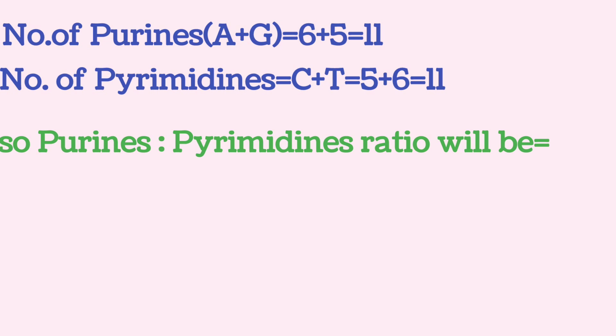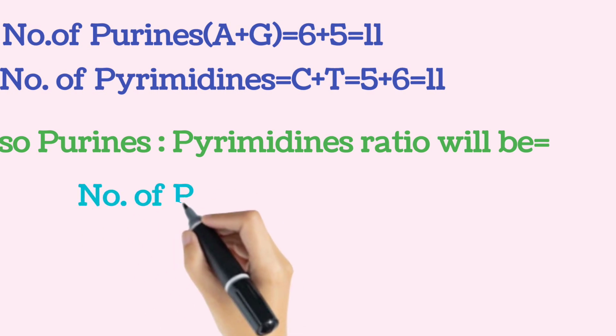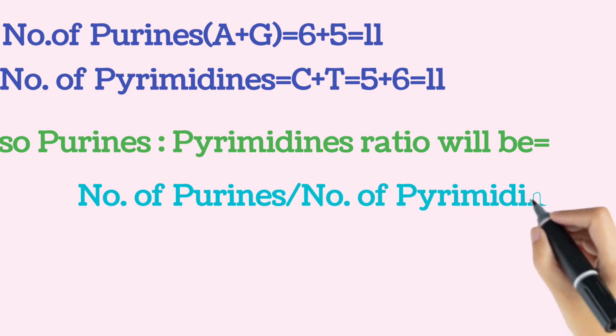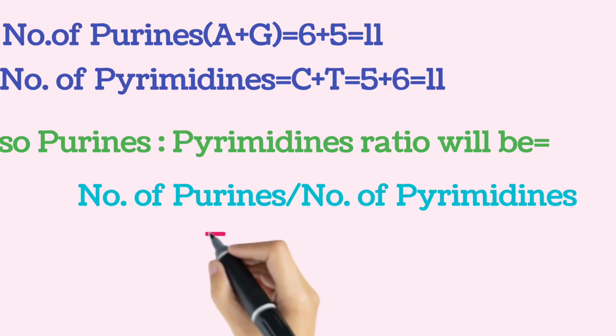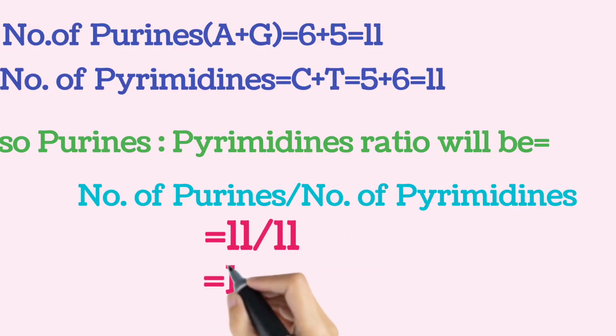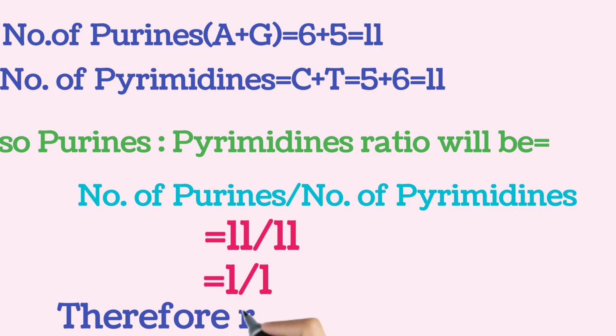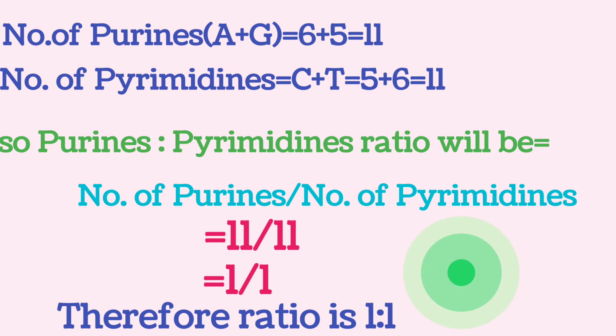Now look at the screen. Number of purines, A plus G, is 11, and number of pyrimidines, C plus T, is 11. 11 by 11 is 1 by 1, so the ratio is 1:1. So this is correct. What does Chargaff's rule state? It states that the purine to pyrimidine ratio in every DNA should be 1:1. So we have proved that rule, and now we have understood this rule.